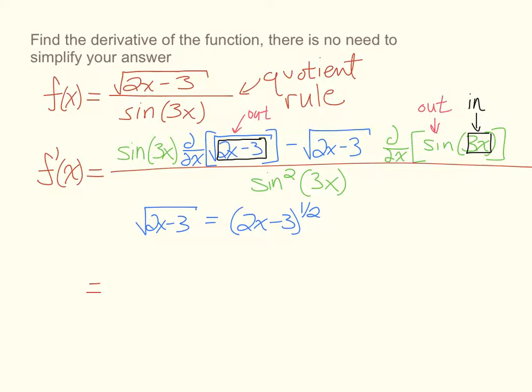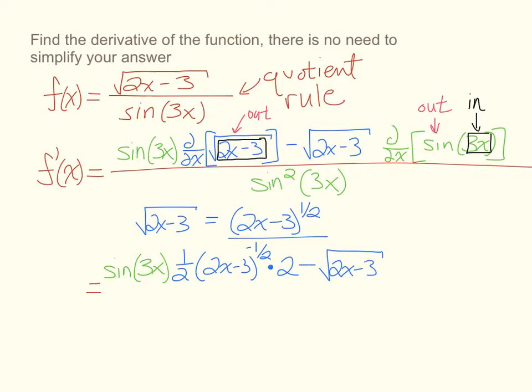So our derivative turns out to be the sine of 3x times the derivative of this thing. That ends up being 1/2, leave the inside alone, subtract 1 from the original power, so that's the derivative of the outside, and to that we will multiply the derivative of what's on the inside, just this 2x minus 3. Use the power rule for that, and you get the derivative of all of that on the inside of the parentheses is just 2. To that, we are going to subtract the square root of 2x minus 3.